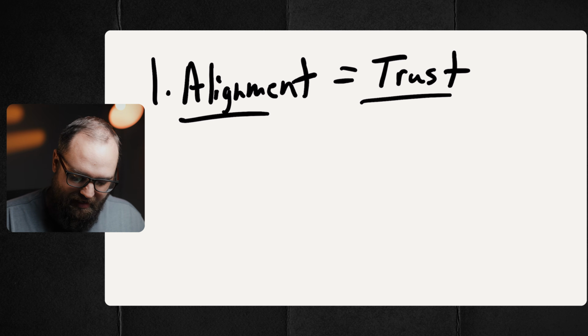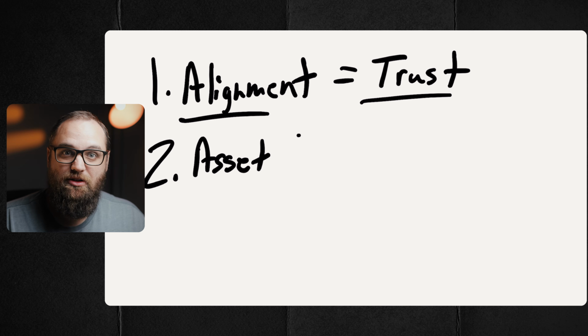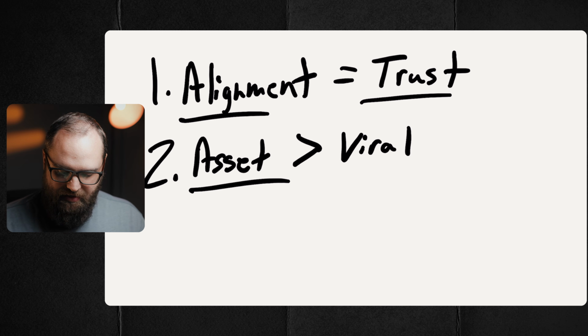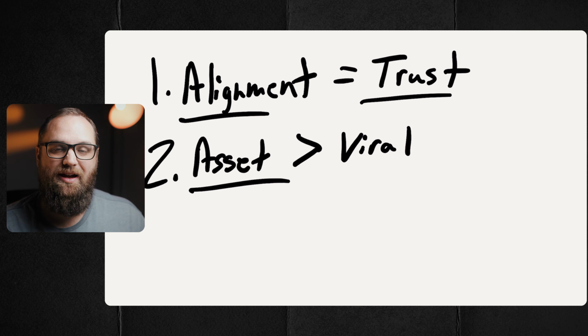So that second thing is you want the asset to be greater than the viral. So you need to change that in your mind. The asset is greater than the virality of a video.